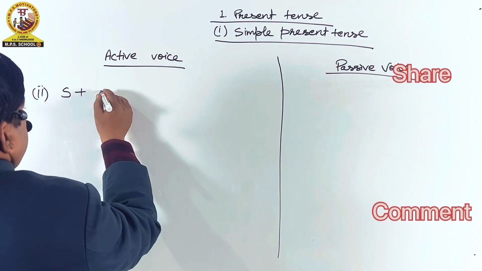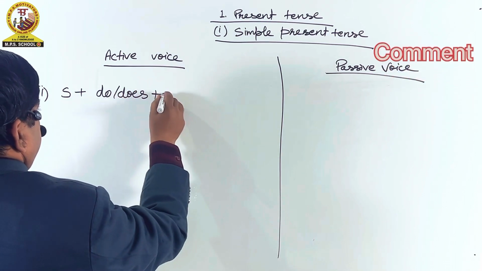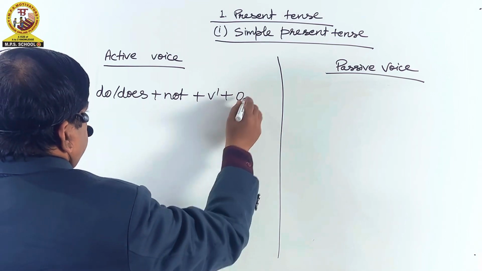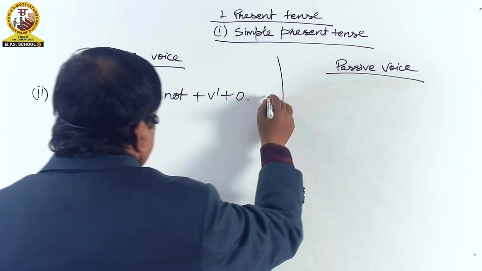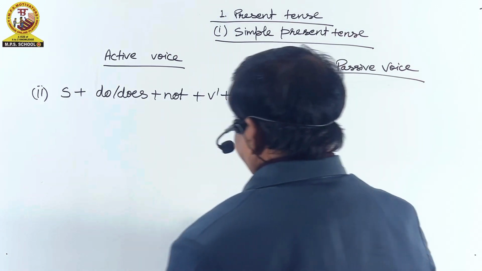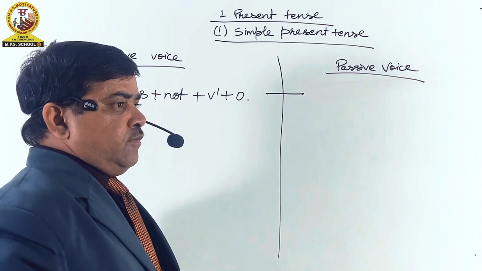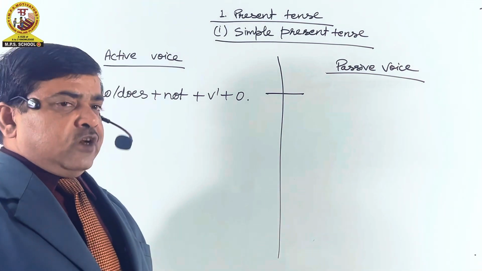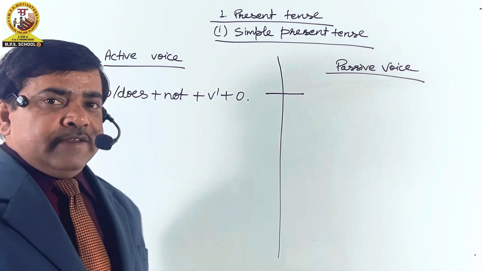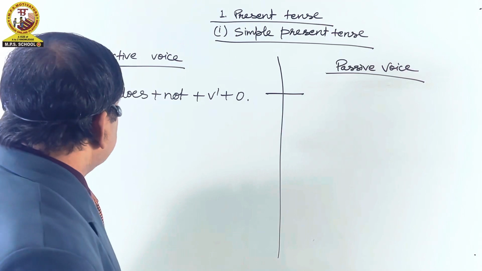Subject plus do/does plus not plus v1 plus object. Friends, this is the second type of structure formula, or second structure formula, in simple present tense active voice. It is used to make negative sentences.